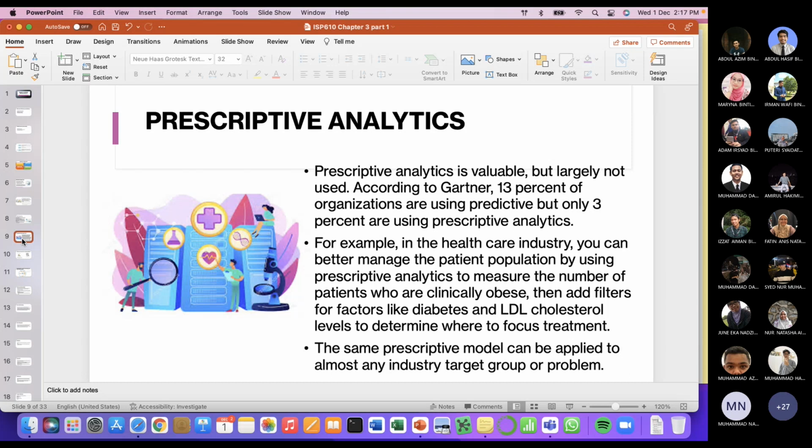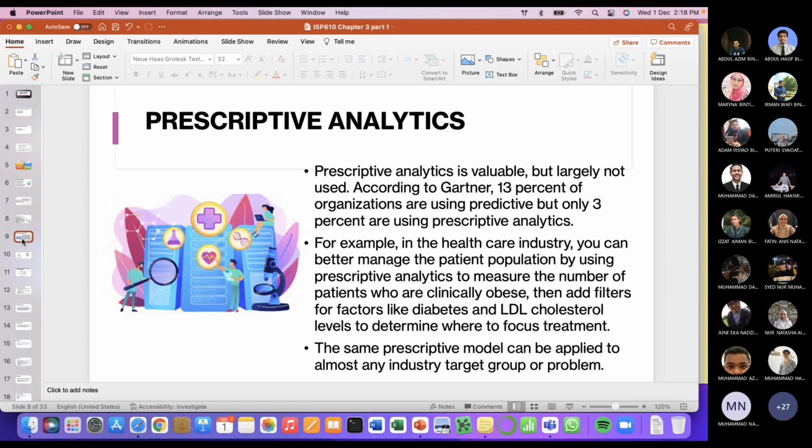So for example, in the healthcare industry, you can better manage the patient population by using prescriptive analytics to measure the number of patients who are clinically obese, then add filters for factors like diabetes and LDL cholesterol level to determine where to focus the treatment. Okay, maknanya dia ada records. They have the records of everything about the patient, and then based on the records, let's say lah patient tu, mungkin dia obese but dia tak ada diabetes lagi, but they can predict whether the patient boleh ada diabetes ke tidak.